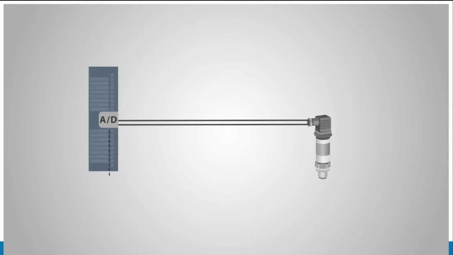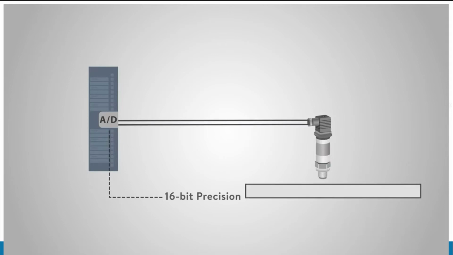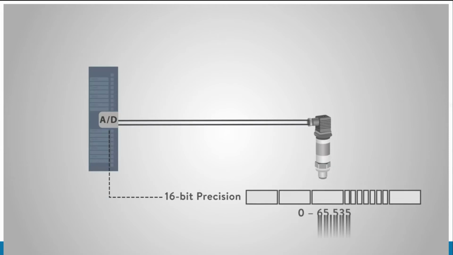An A to D converter with 16-bit precision can report the range of values for an analog sensor in 65,535 increments. This means that for a 0 to 1,000 psi pressure sensor, the granularity of the signal value is 1,000 divided by 65,535, or 0.015 psi. This level of precision would be sufficient for most applications.